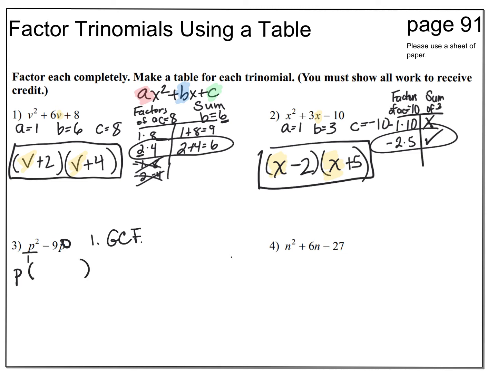I'm going to divide each of these by p. P squared divided by p is just p. Negative 9p divided by p is just negative 9. And that's my answer to number 3.